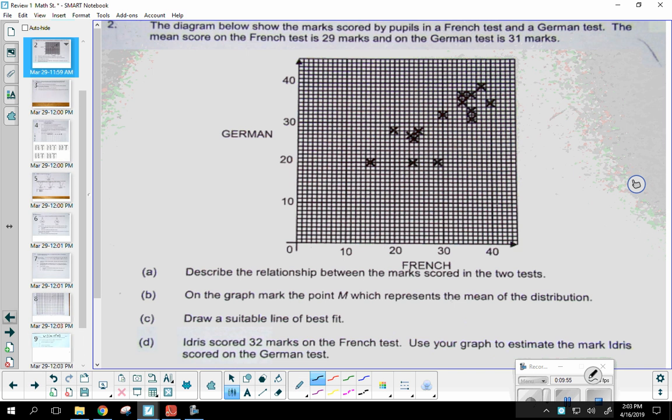Okay. Let's see here. Let's go back to number 2, a good old scatter plot problem. Okay. So it says the diagram below shows the marks scored by pupils in a French test and a German test. The mean score of the French test is 29 and the German test is 31. Okay, so A, describe the relationship between the marks scored in the two sets. So really they're looking for one of two words. What do you think I'm referring to?